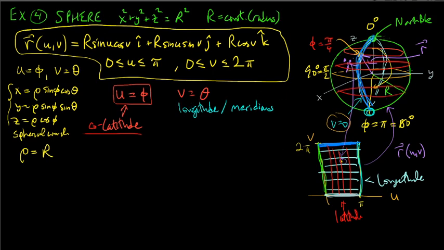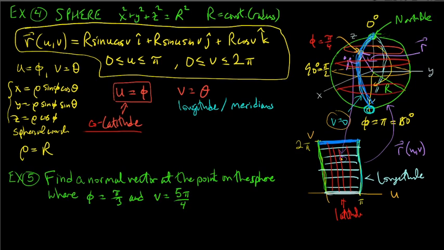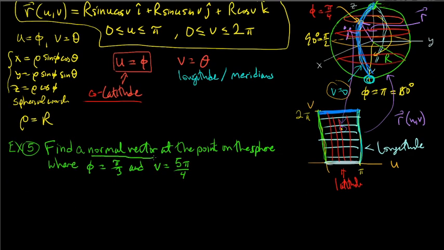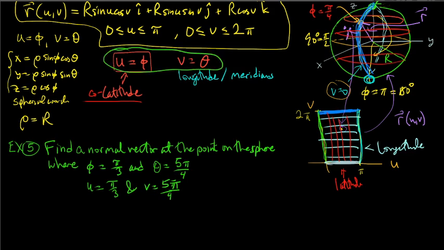All right, so that's the sphere. Continuing with the example, suppose we just want to find a normal vector at the point on the sphere corresponding to phi equals pi over 3 and theta equals 5 pi over 4. I'm mixing my letters here. These are the angles, but just to be fair, u is going to be pi over 3 and v is going to be 5 pi over 4. That's how we designated u and v in the first place.